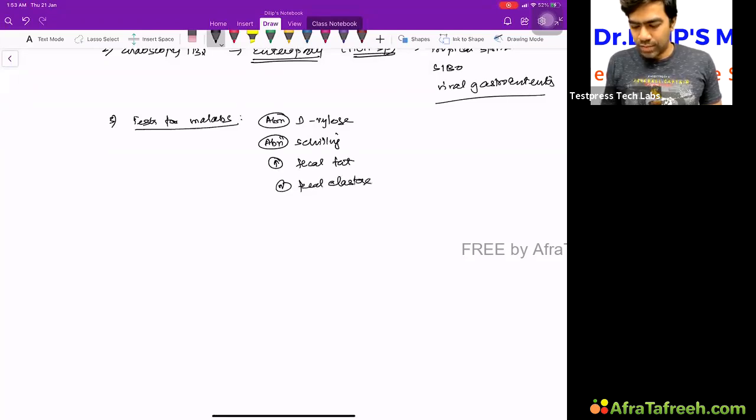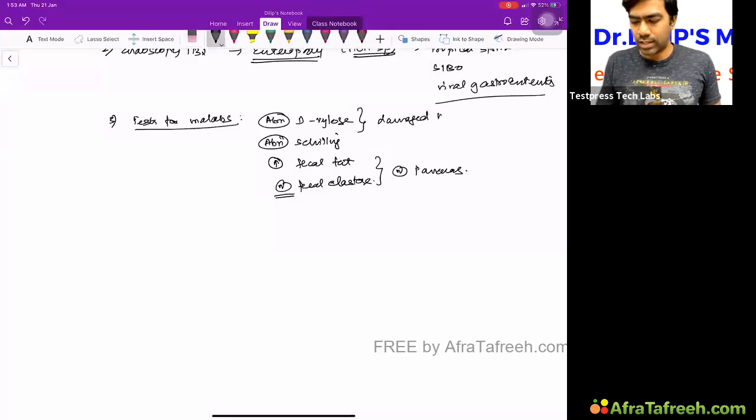So clearly, increased fecal fat with normal fecal elastase will tell you that the pancreatic function is normal. An abnormal D-xylose test will tell you there is a damaged mucosa, which means the mucosal integrity is abnormal. That's what an abnormal D-xylose test means.